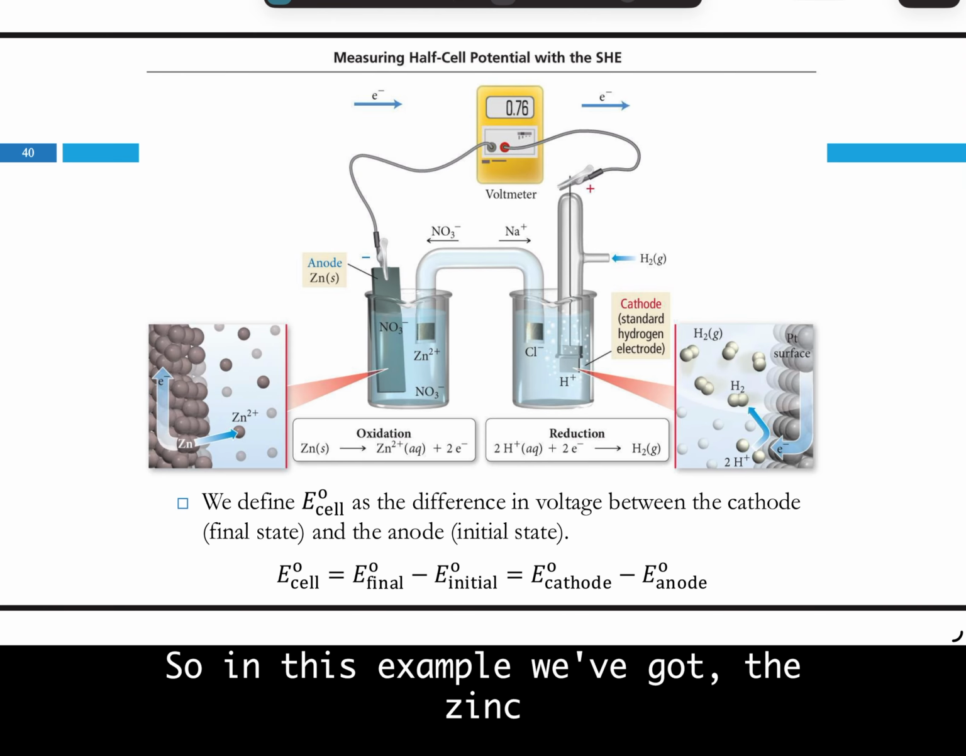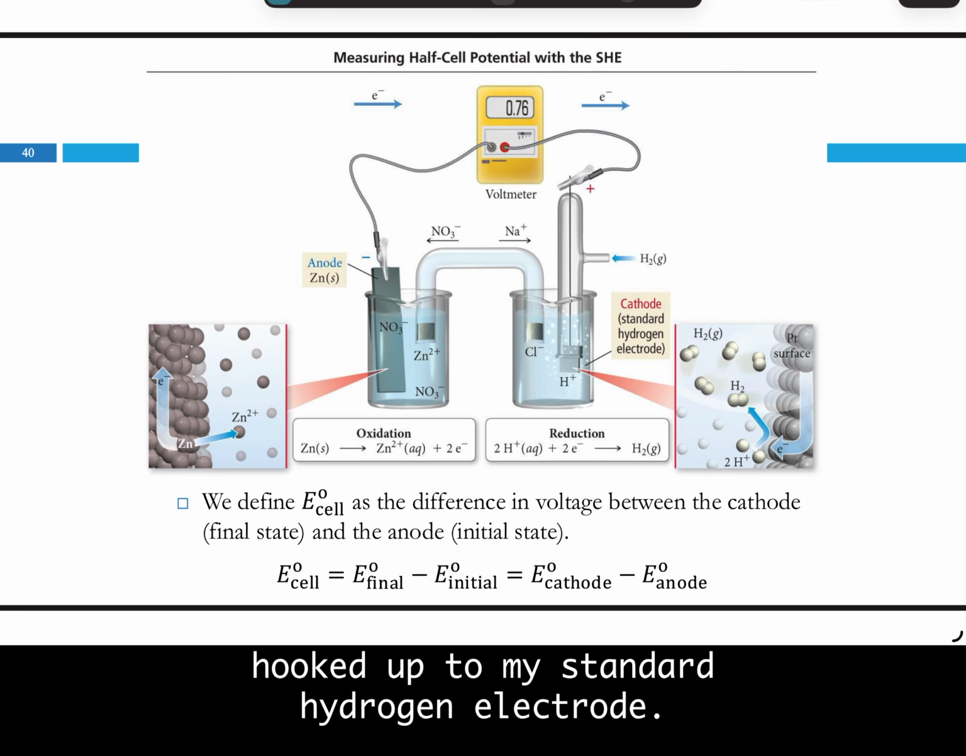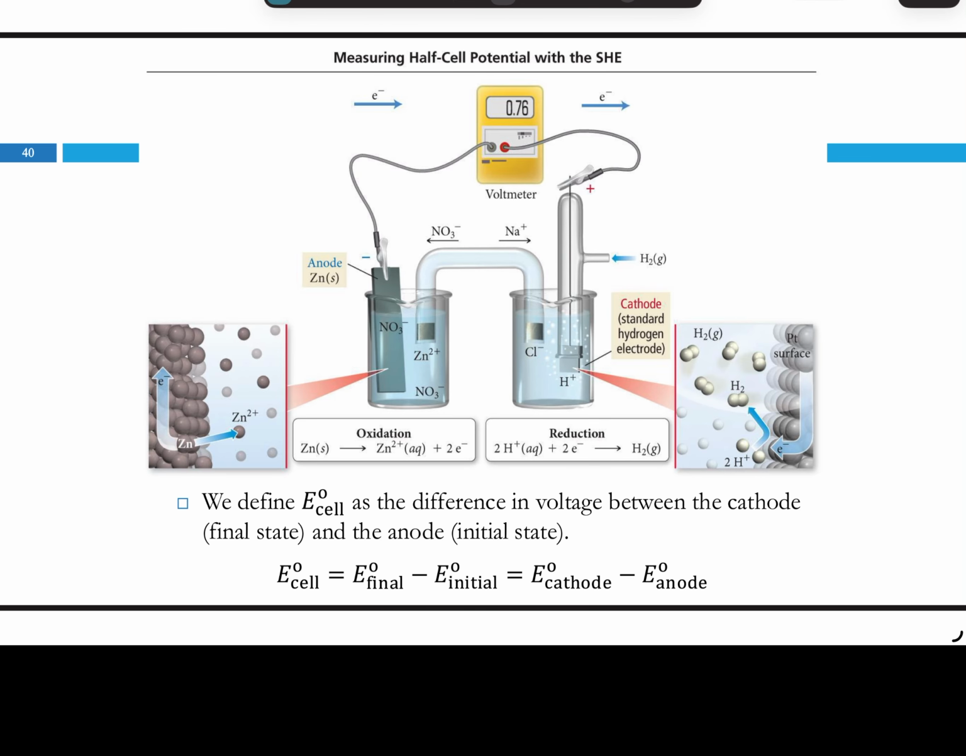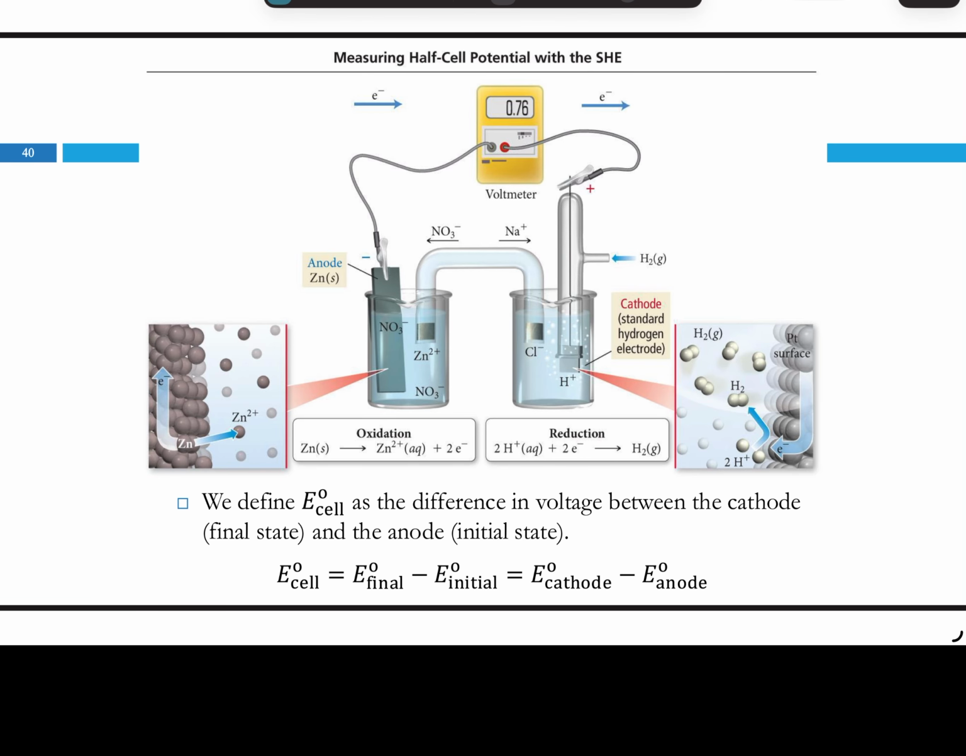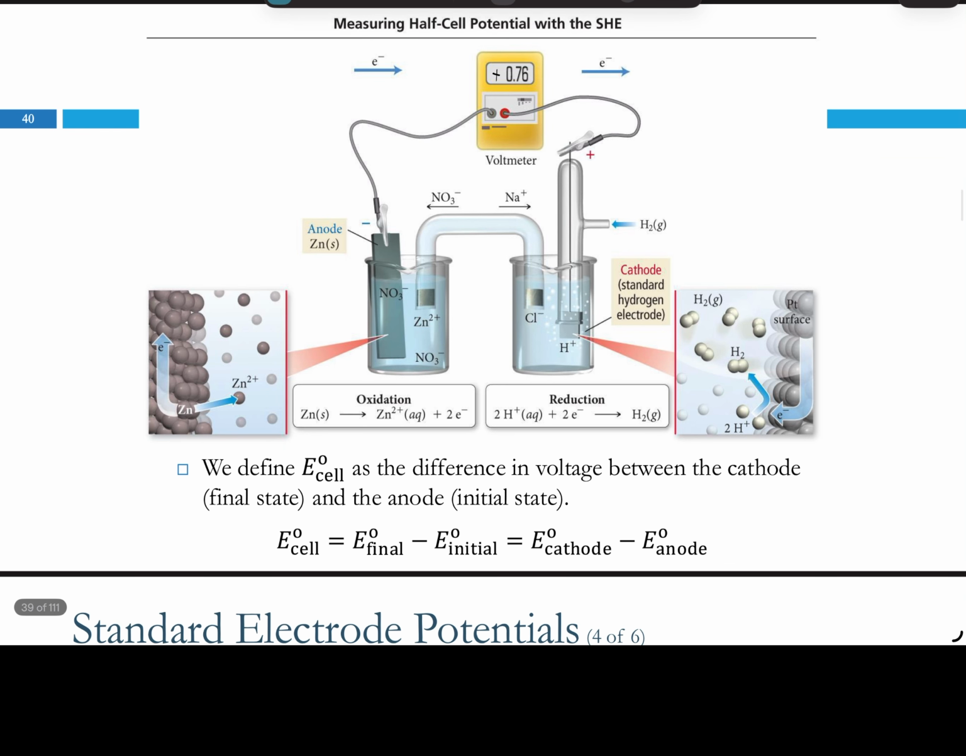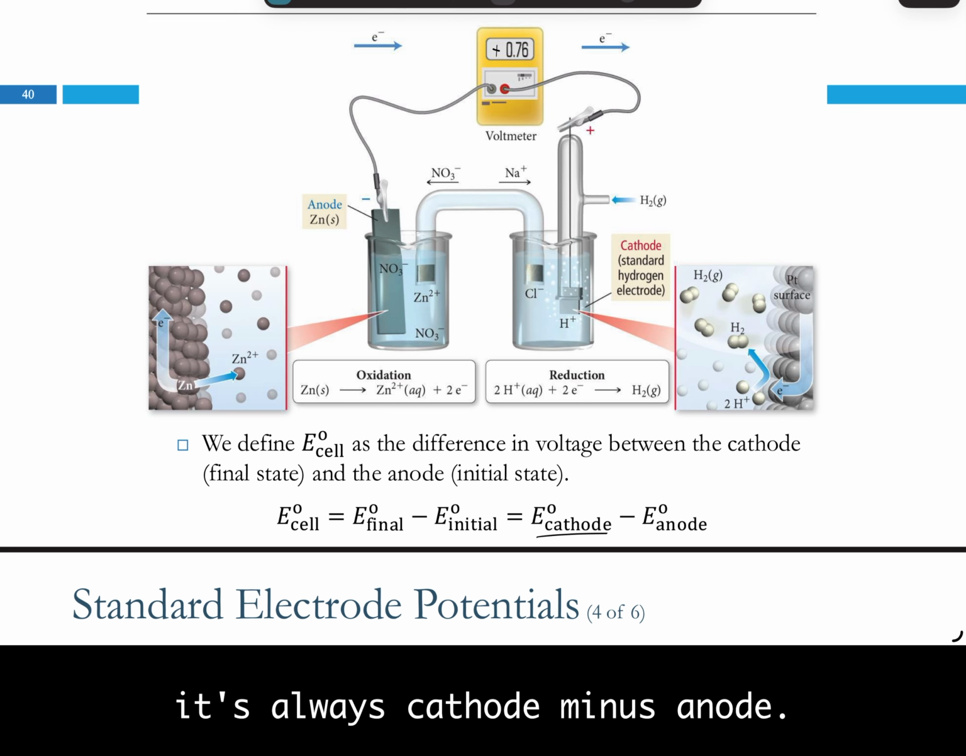So in this example, we've got the zinc hooked up to my standard hydrogen electrode. And when we do that, we get a positive voltage. This is positive 0.76 volts. To calculate E cell, it's always cathode minus anode.